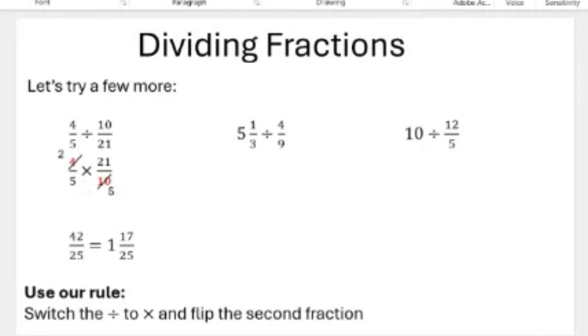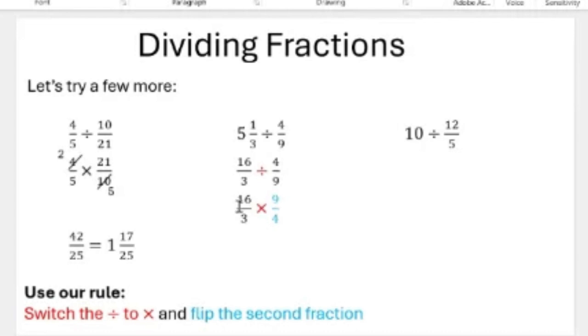Over here on this next one, I think we got to turn that 5 1/3 into an improper fraction. 5 times 3 is 15 plus 1 is 16. So now we have 2 fractions ready to divide. So we follow our 2 steps. In red, change my division sign to a multiplication sign. In blue, flip the second fraction. 4 over 9 becomes 9 over 4.